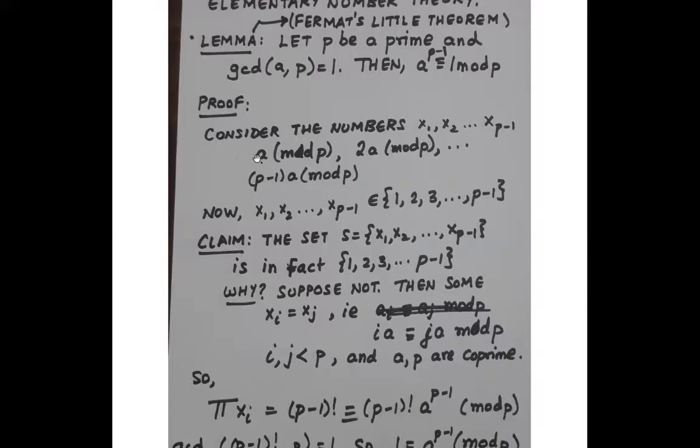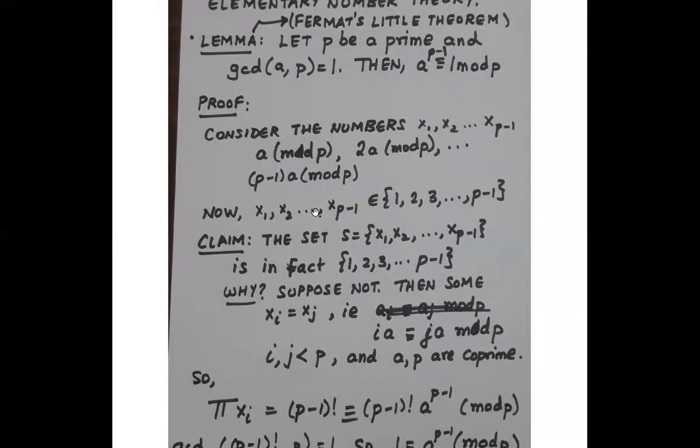So x1 is a mod p. Take the number a divided by p, take the remainder, that's x1. x2 is 2 times a mod p. Take the number 2a divided by p, what's the remainder? That's x2, and so on. x_{p-1} is (p-1) times a mod p.